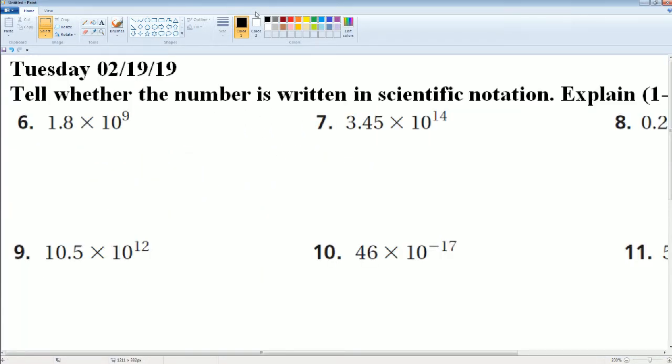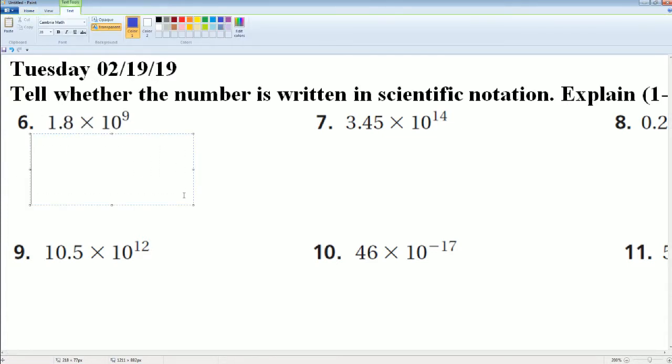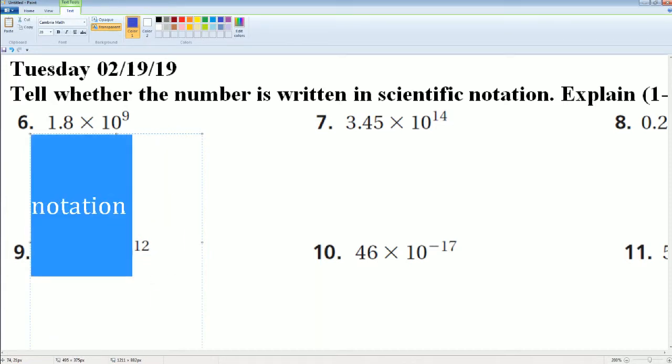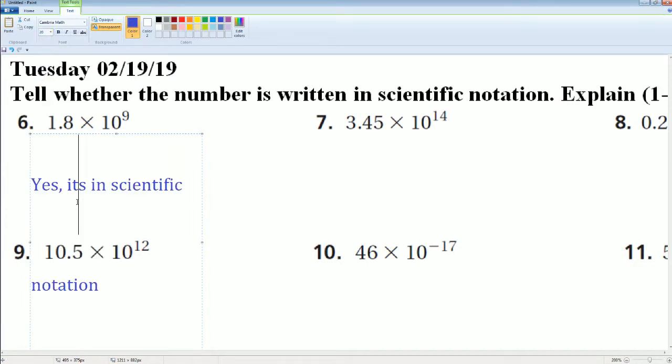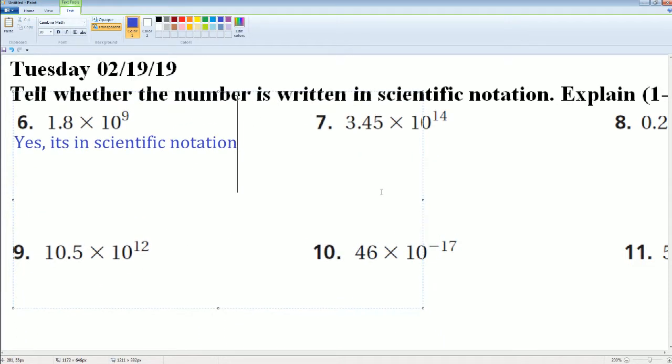Okay, we look. Is this in between 1 to 10? Yes. Is this an integer? Yes. So we would write yes. That's it. You could write scientific notation if you would like. There you go. Yes, it is in scientific notation.